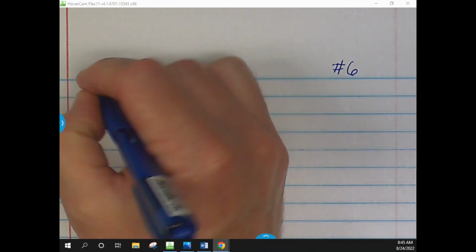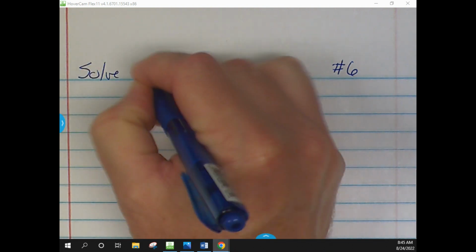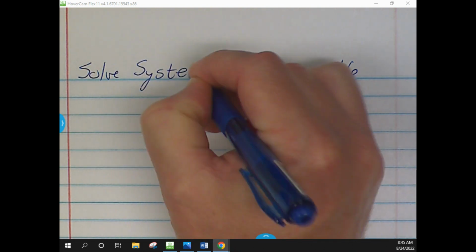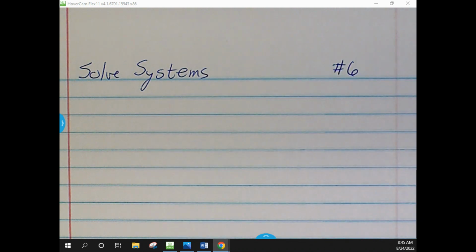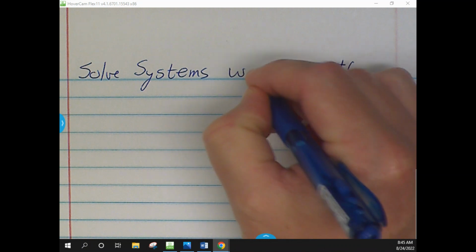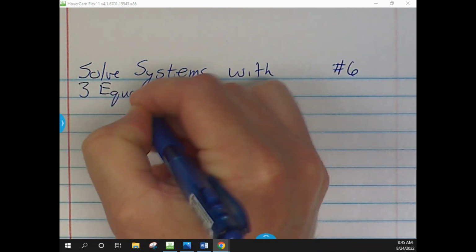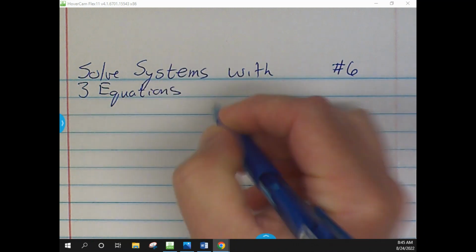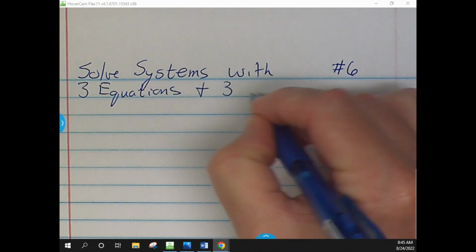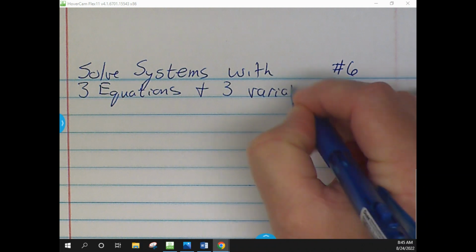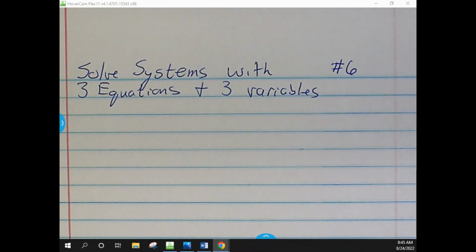All right, so we are number 6 on the notes today. So still solving systems, but now we're going to stretch it out. So now we've got 3 equations and 3 variables. So it's a jumbo size solving equation, basically system type thing.